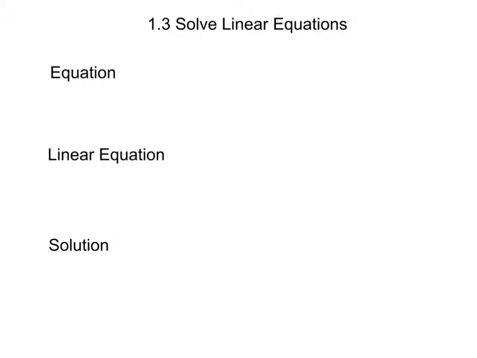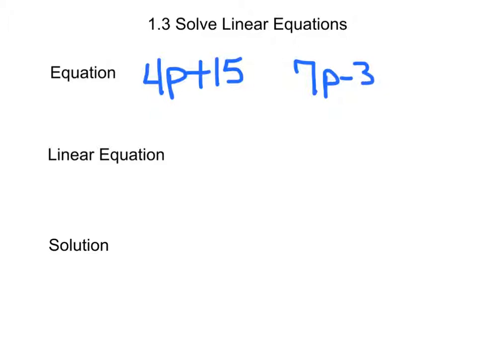Well, in an equation, we are going to have two expressions, such as, we'll call it 4p plus 15, and we'll have another expression that we'll call 7p minus 3. When you have two expressions that are set equal to each other, that is where you have an equation. An equation must have an equal sign in it. Okay? In order for an equation to be a linear equation, it must contain one variable.